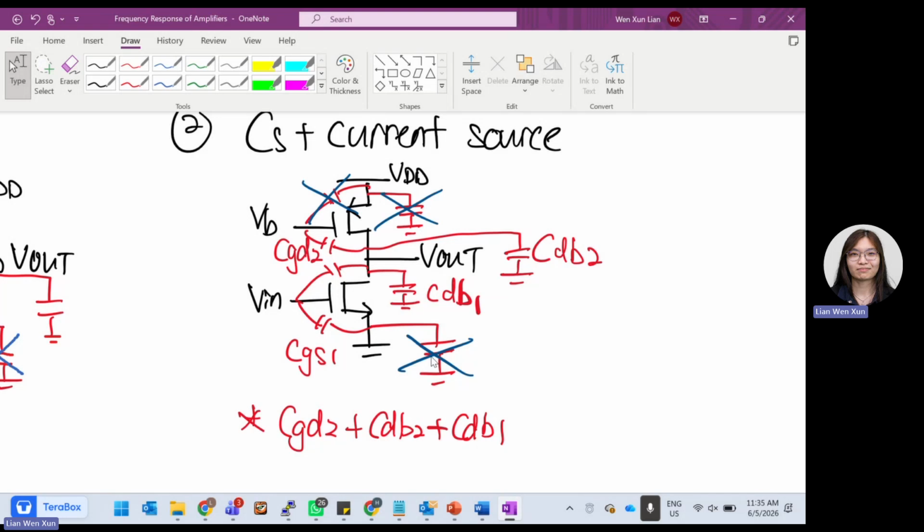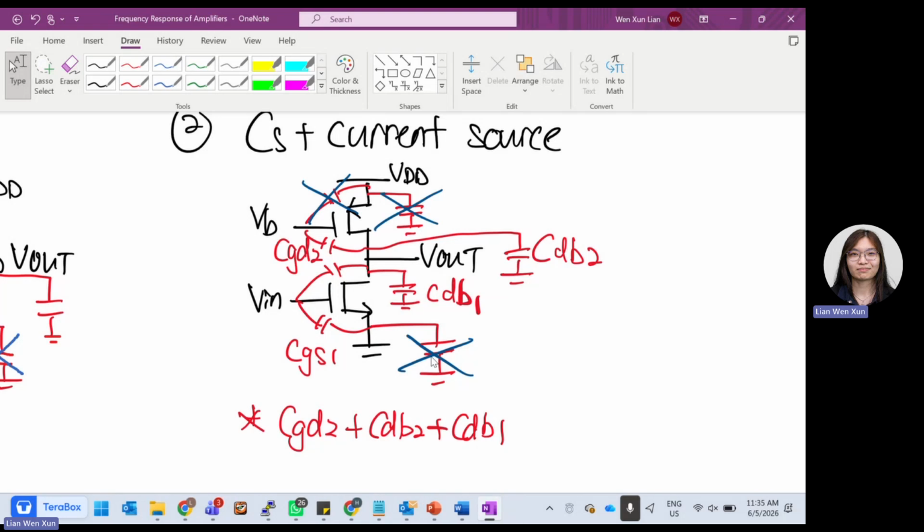As in CGD2, one hand is out, the other hand is to VB, which is ground. And CDB2 also, one hand is out, one hand to ground. So they are in parallel. When capacitors are in parallel, the capacitances add up. So we can say CDB1, CDB2, and CGD2 can be added up into one capacitor only.